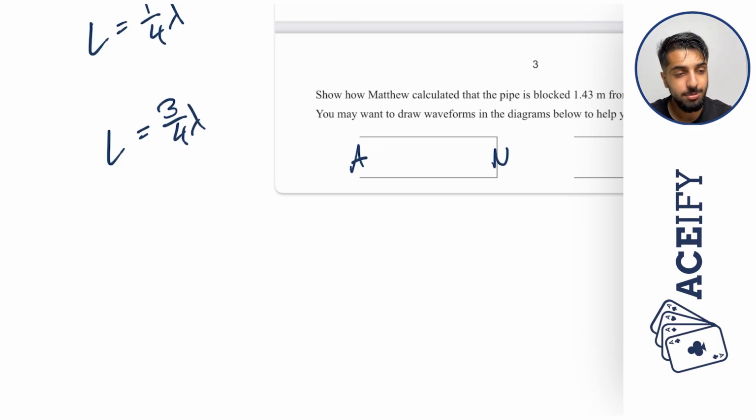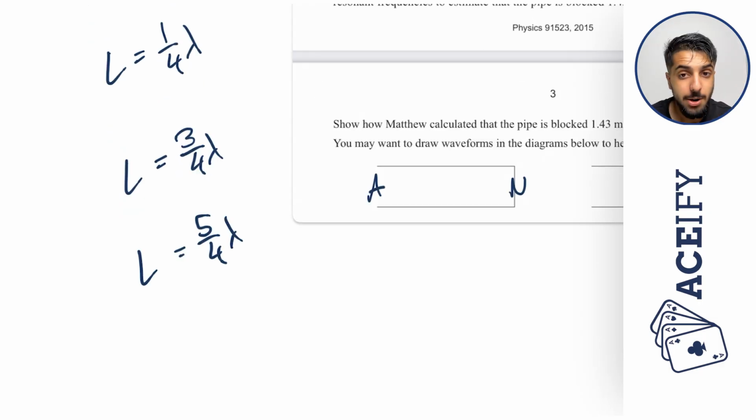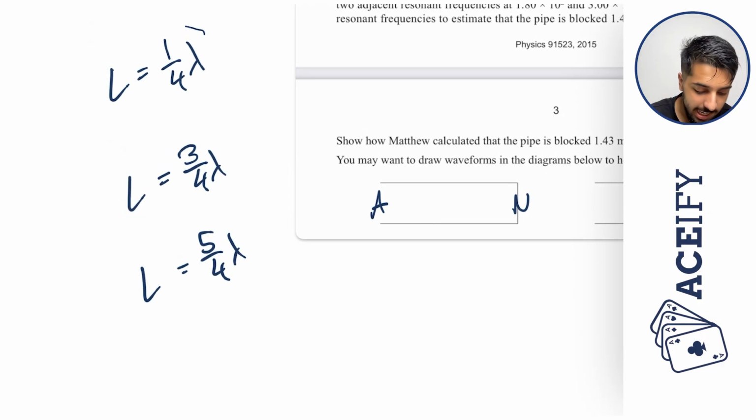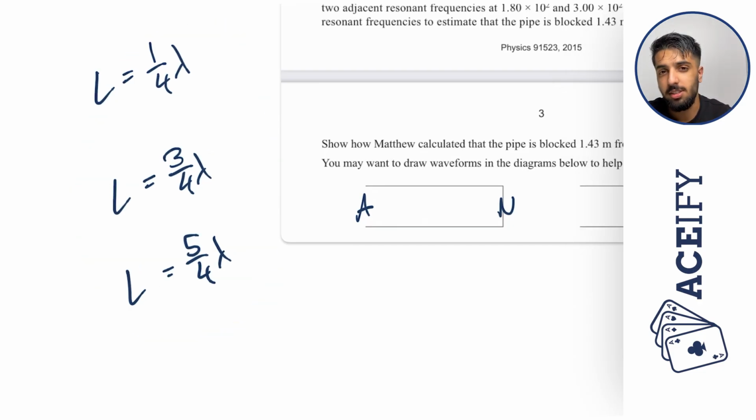And the next resonant frequency after that is going to be the 5th harmonic, and the length is going to be 5/4 of the wavelength. Now again, as you should know, this is the case because only odd numbers of quarter wavelengths are allowed. So there are actually 3 ways we can work out this problem. I'm going to walk you through all 3 because why not?